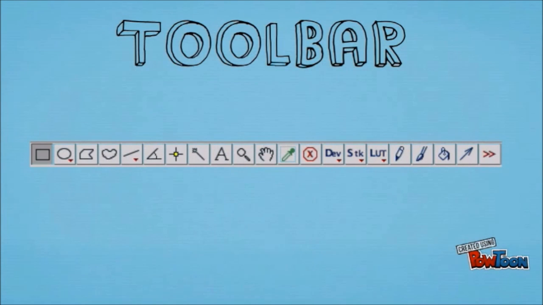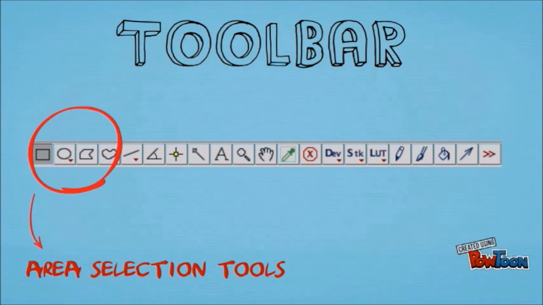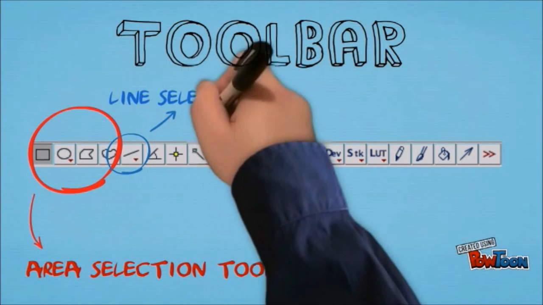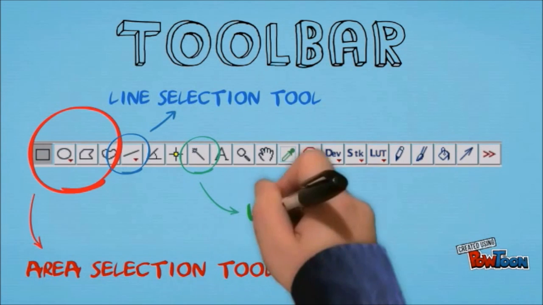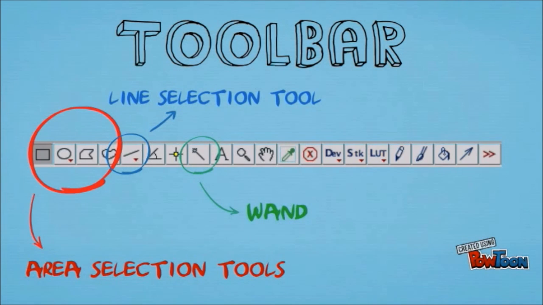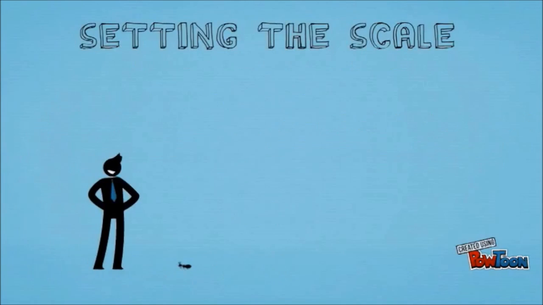The ImageJ toolbar contains both built-in and customized tools for manipulating images. I'll introduce you to the most important ones. First of all, we have the area selection tools, out of which you can choose different shapes. The line selection tool is used to create line selections. The wand creates a selection by tracing objects of uniform color or thresholded objects. And the magnifying glass magnifies and reduces the view of the active image. On to the next step.